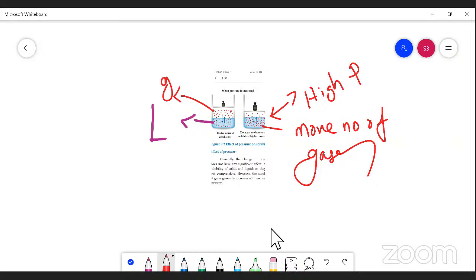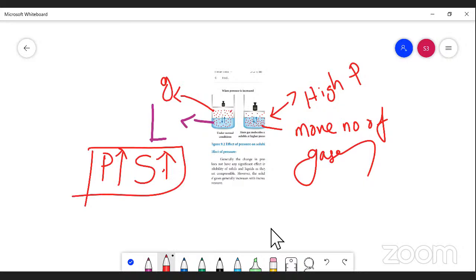If you look at the two diagrams, the greater number of gaseous particles shows that more gaseous particles are dissolved, that is, solubility increases. Thus, pressure increases, solubility increases. This is the result. That's all. Today, so far, we have discussed the effect of temperature and pressure. Okay, let us recall and revise what we have seen.